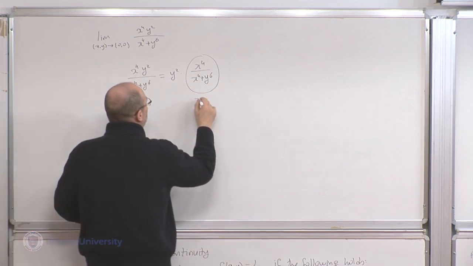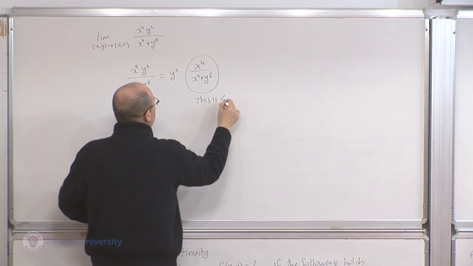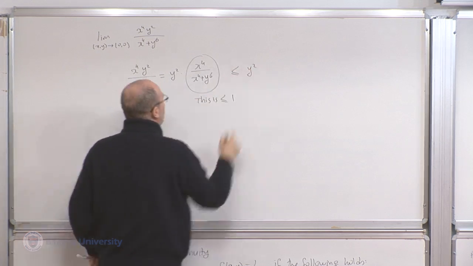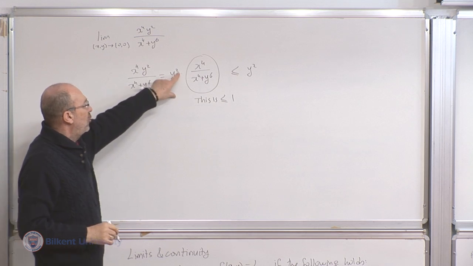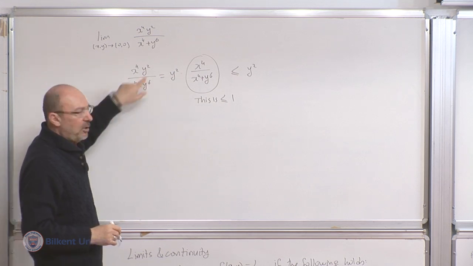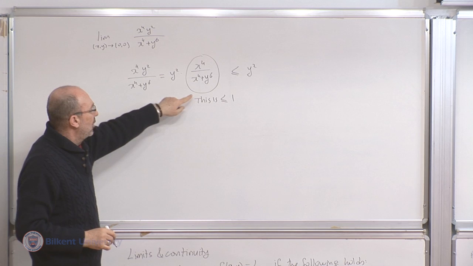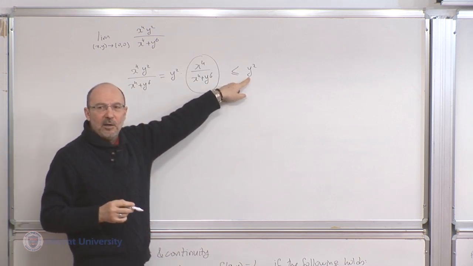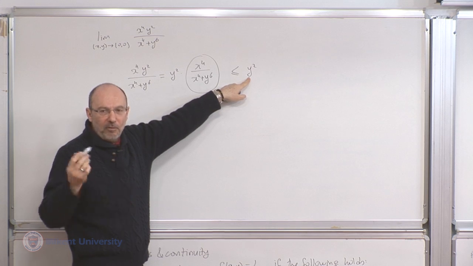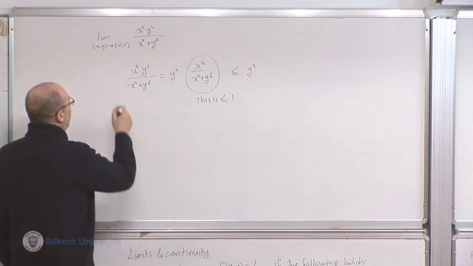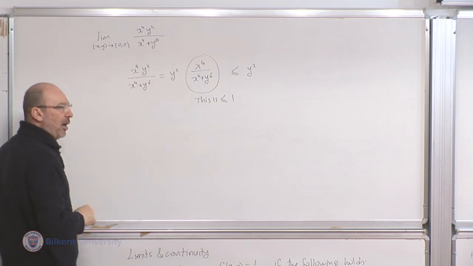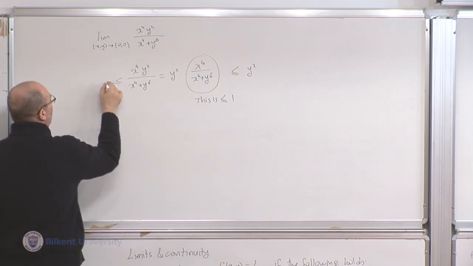So this is less than or equal to 1, so the whole thing is less than or equal to y^2. If instead of y^2 I have y^3, then I'll consider the absolute value of this. This thing is always less than or equal to |y|, so the bound would be the absolute value of y^3. In our example everything has even power, so this thing is already positive.